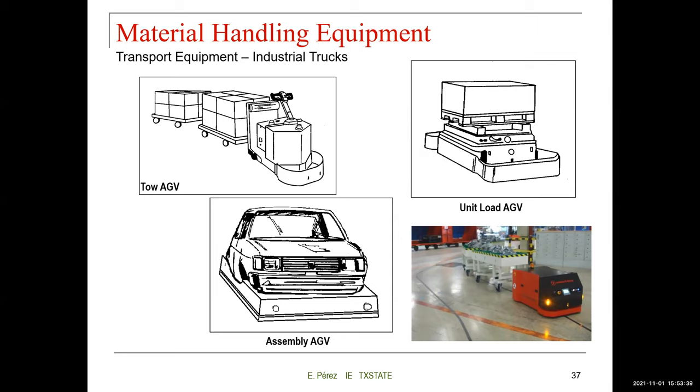So here are some examples. You see that red AGV is basically pulling that product. And you see that in the floor, there's a path that is followed by the AGV. So that's keeping the movement on a specified track, so there's no collision between the equipment.